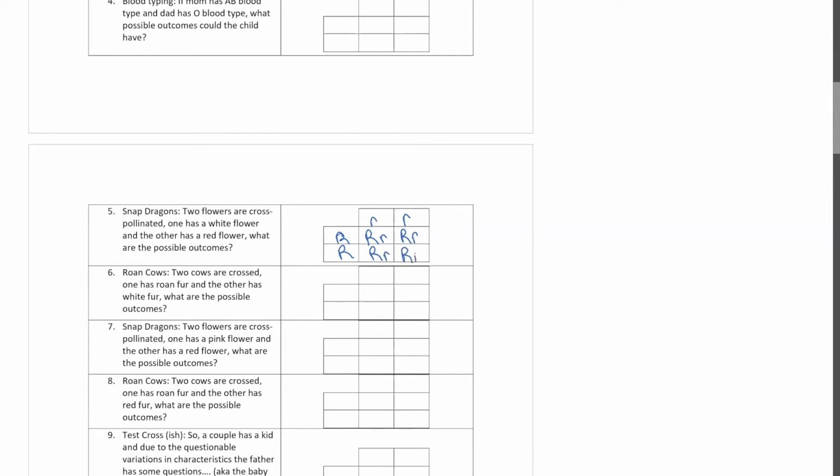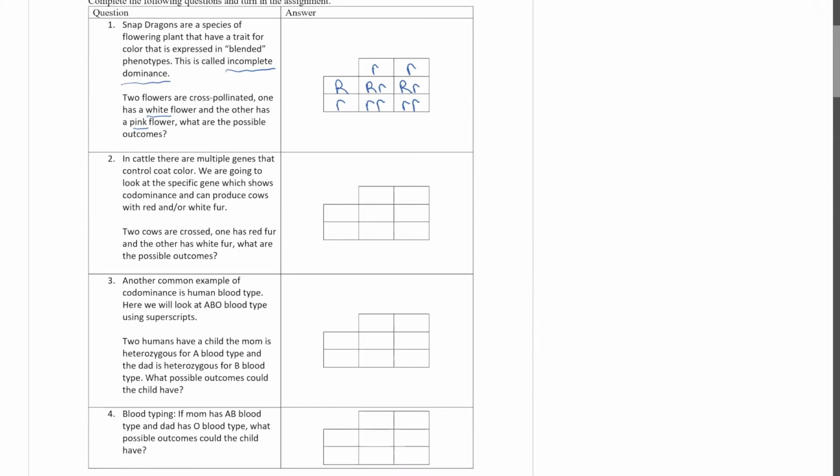So if you remember from the last video, that would mean we have a 100% chance, or 1.0 probability, of getting pink flowers. Okay, cool. So that's incomplete dominance. Now let's go over here and look at another example. In this case, we're going to look at cattle, where we see codominance.